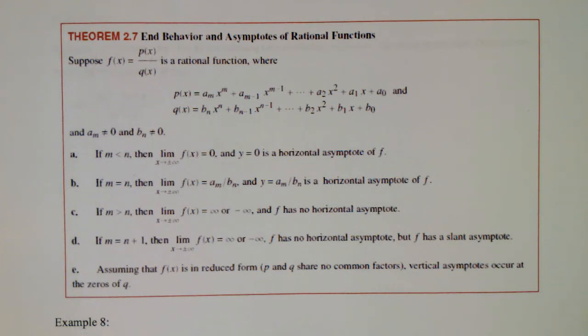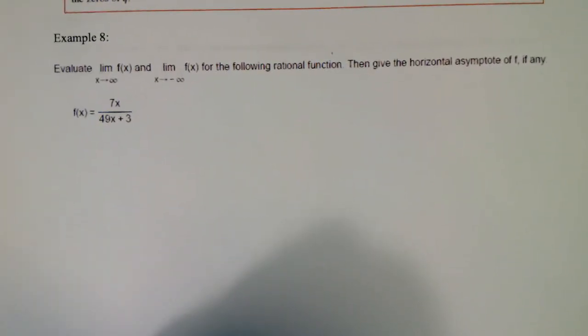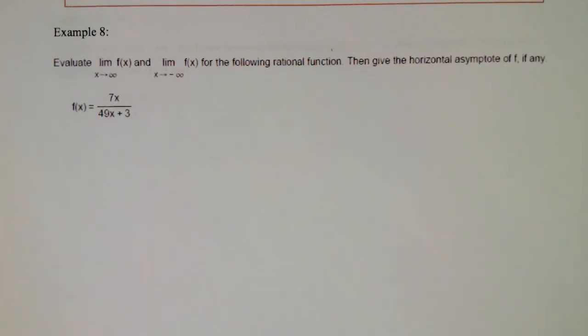Okay. Now let's apply this theorem with these examples. In example 8, here I want to evaluate the limit as x approaches infinity of f of x and the limit as x approaches negative infinity of f of x for the following rational function. Then give the horizontal asymptote of the function f, if any. So in this case here, I got f of x is equal to 7x divided by 49x plus 3.